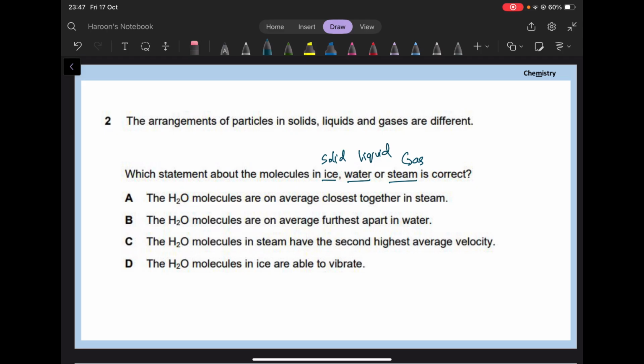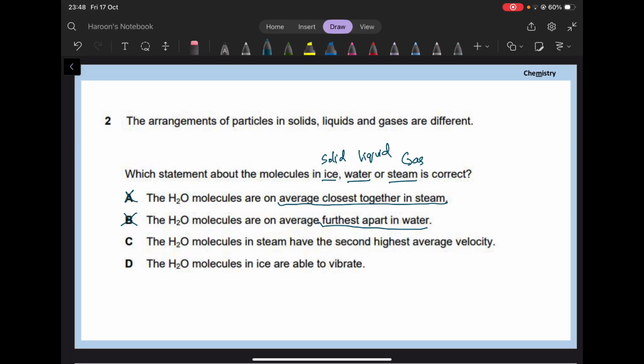The H2O molecules are on average closest together in steam. No, they are furthest apart in steam. Closest in solid. That makes A incorrect. The H2O molecules are on average furthest apart in water. Not really. They are furthest apart in a gas.